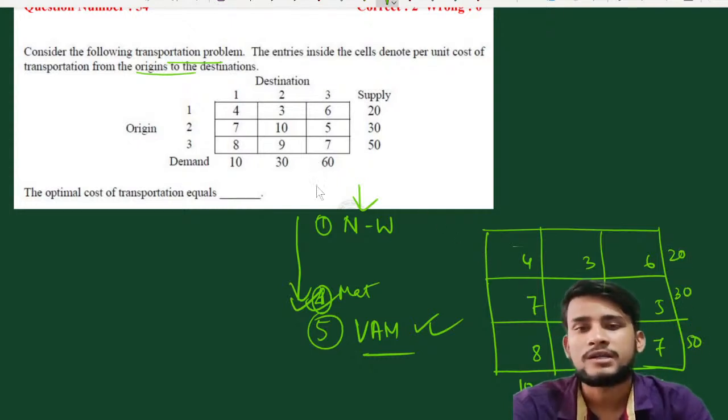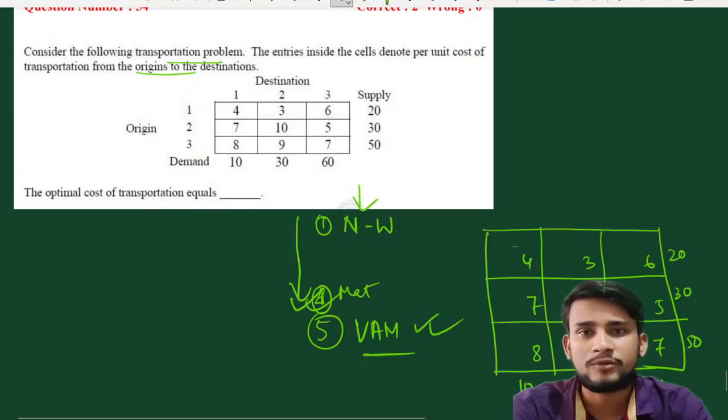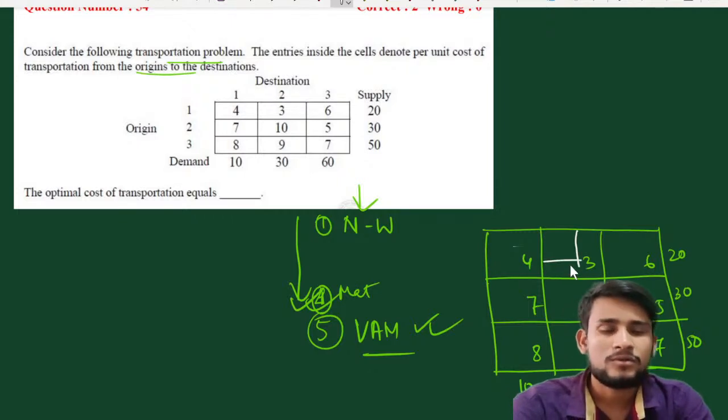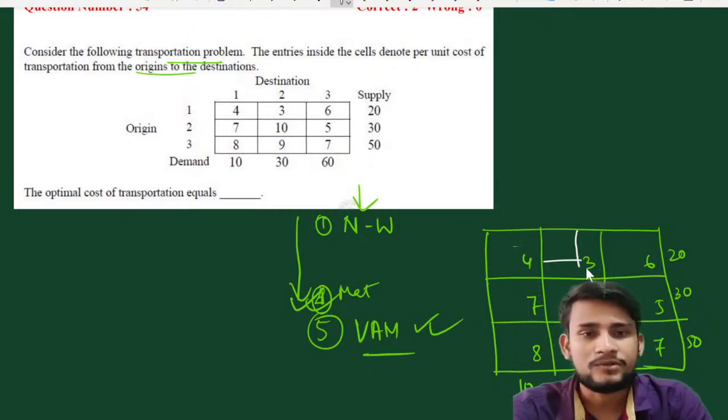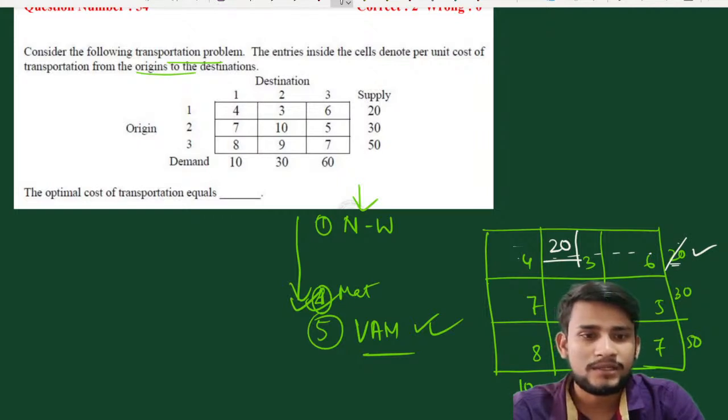Now, the matrix minima method: we find the minimum element from all over the matrix. So 3 is the minimum element, so there is the first allocation. The first allocation is the minimum of this 20 and this 30. The minimum of 20 and 30 is 20. So the supply is exhausted from here, and there are remaining 10 units.